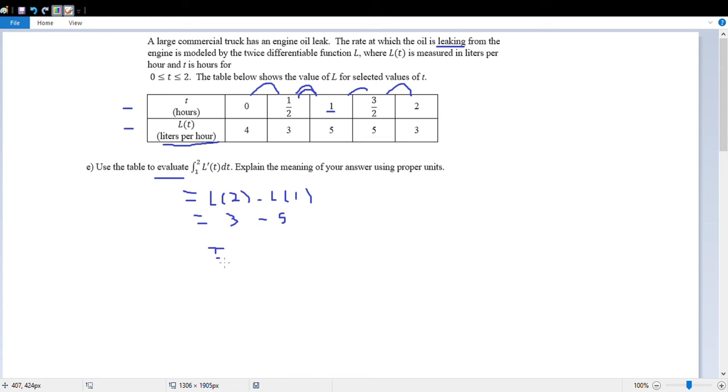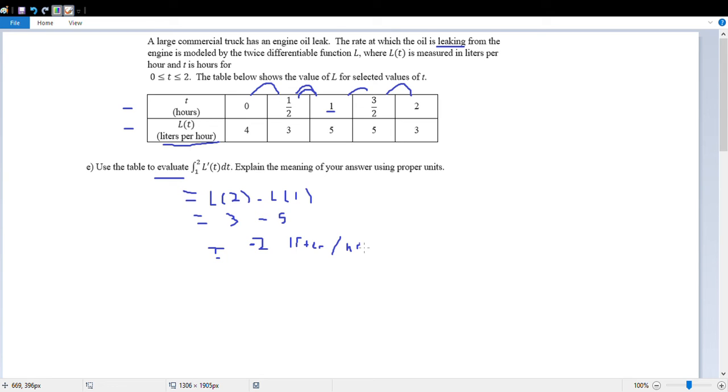So the answer is -2. Now, what's the units? Well, if you integrate from L prime up to L, then the units are the units on L. So it's liters per hour. But what does it mean? I'm not going to write this down, but I'll just say it.